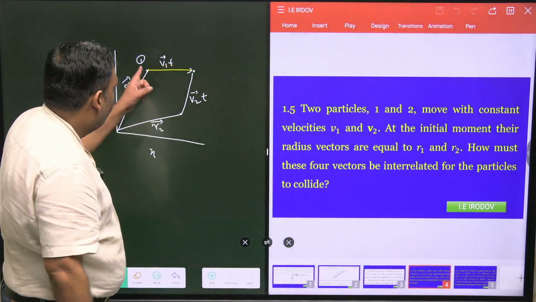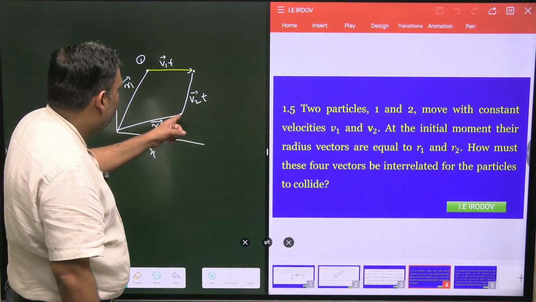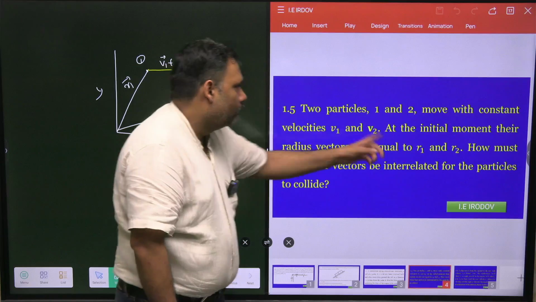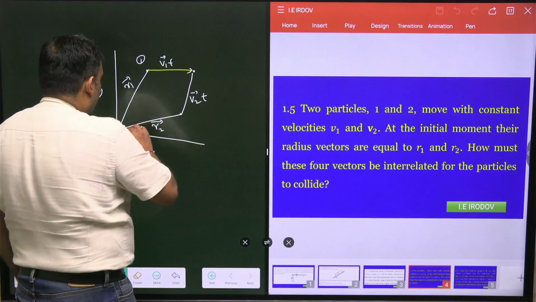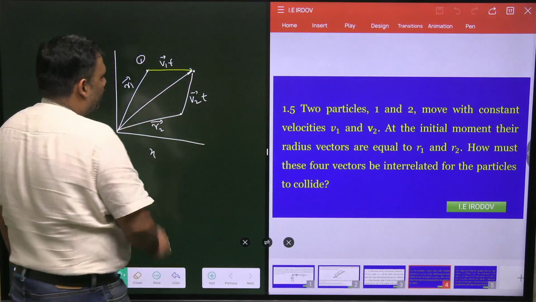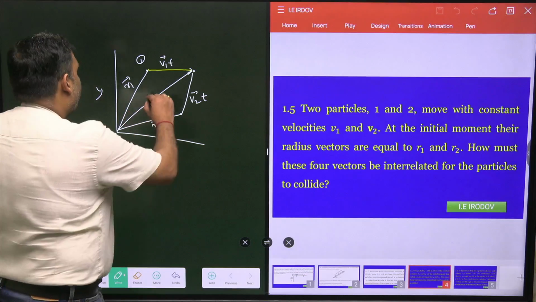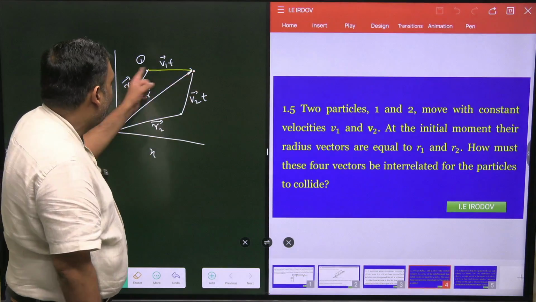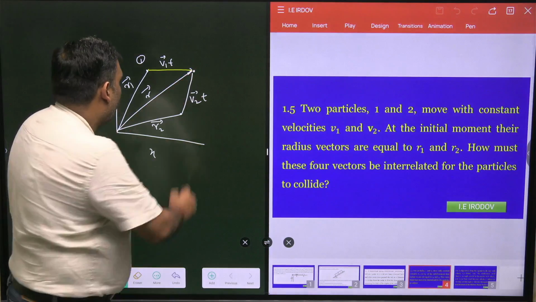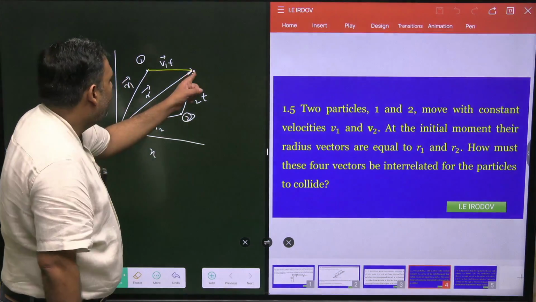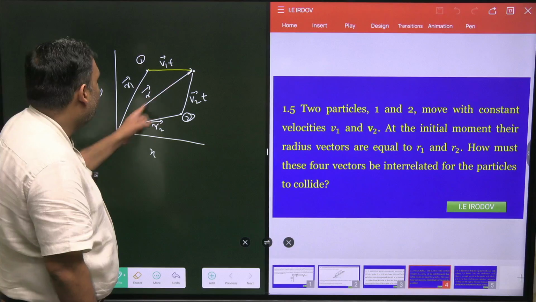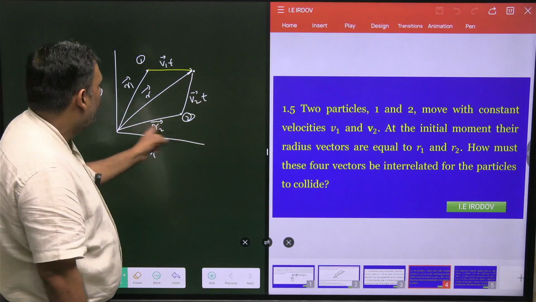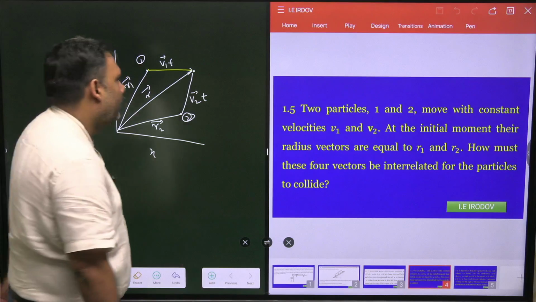We know that the velocity at this point is v1 and at this point is v2, and all of these are vectors. This is the resultant vector, let's say r. If these two particles are going to collide at this particular point, this resultant will be common to r1 and v1 t, and also common to r2 and v2 t. So how will we write this?